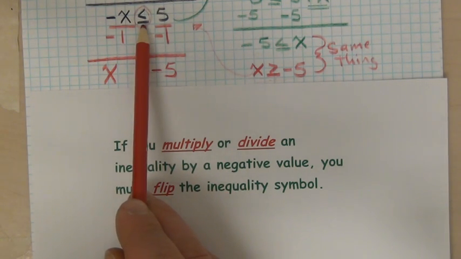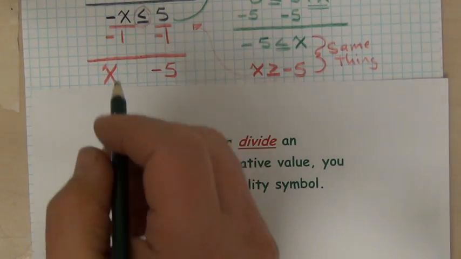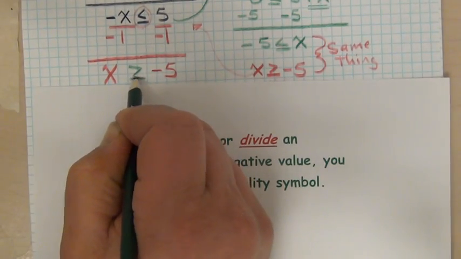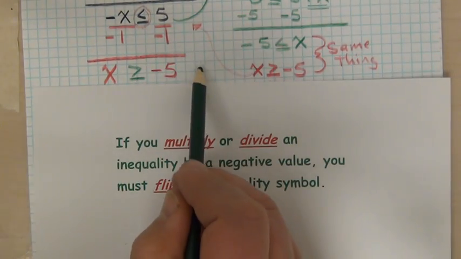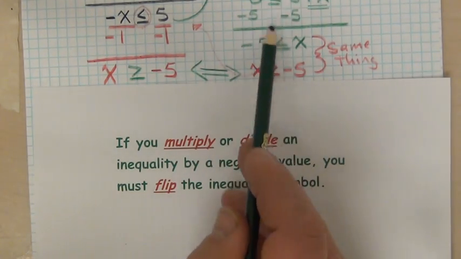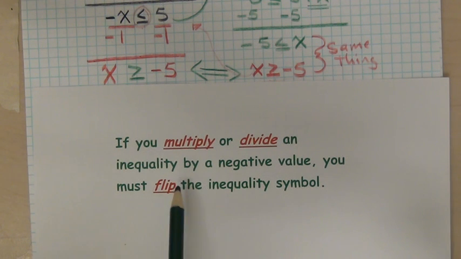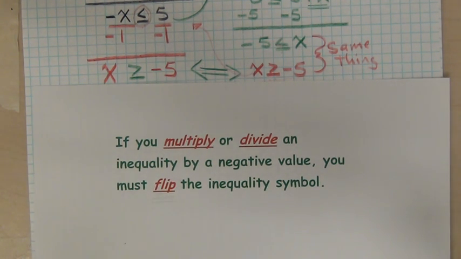Here, it was less than or equal to. When I flip it, my new inequality symbol ends up being greater than or equal to, which matches the answer I got going the long way around. So one last time, if you multiply or divide an inequality by a negative value, you must flip the inequality symbol in order to reach the correct solution.